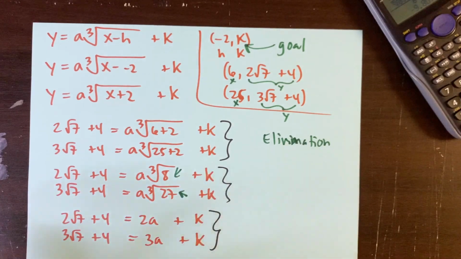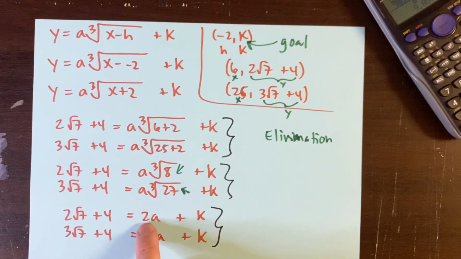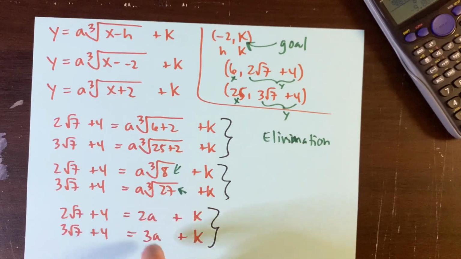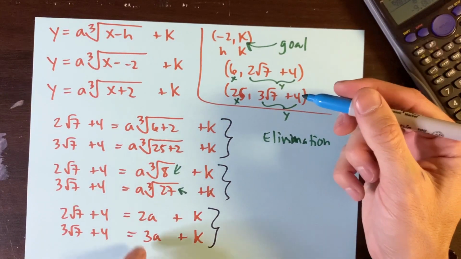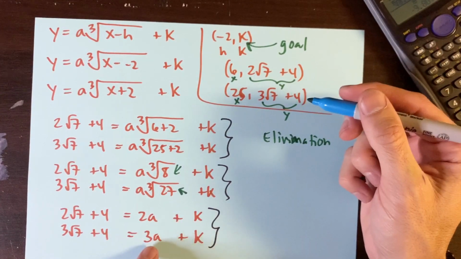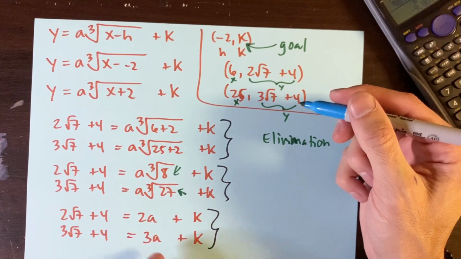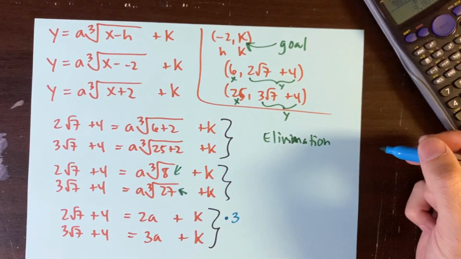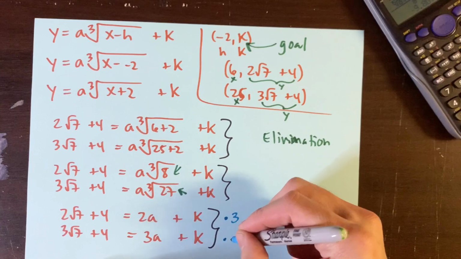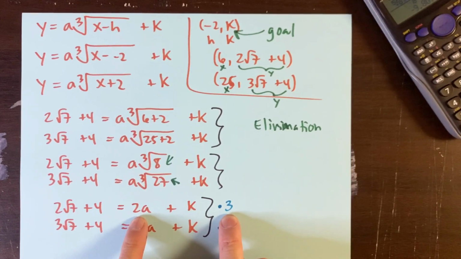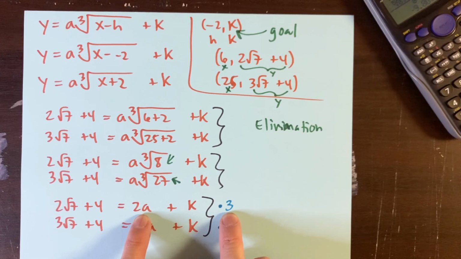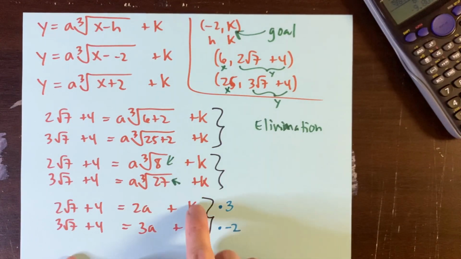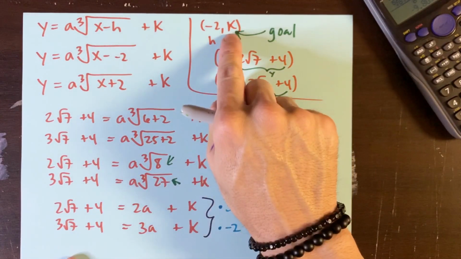So here's what I'm gonna do. I'm looking at a. I see that this is 2a and I see that this is 3a. And when I see 2 and 3, I think of the number 6. I'm gonna turn this into 6 and I'm gonna turn this into negative 6, because 6 and negative 6, whoosh, they knock out. So I'm gonna multiply the top equation by 3 and the bottom equation by negative 2, because I can look into the future and see that that's gonna be 6a and that's gonna be negative 6a. And then the a's are gone. And then I'm left only with k's, which is what I want.